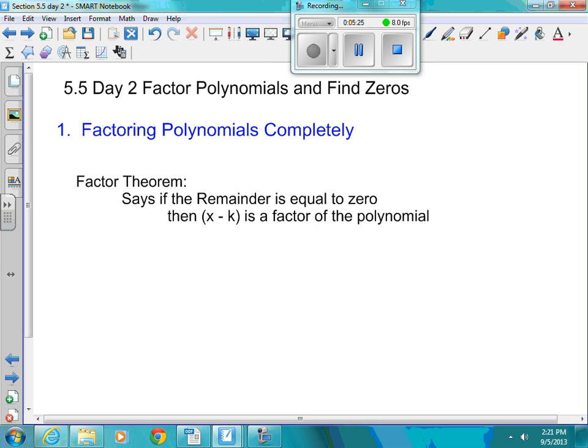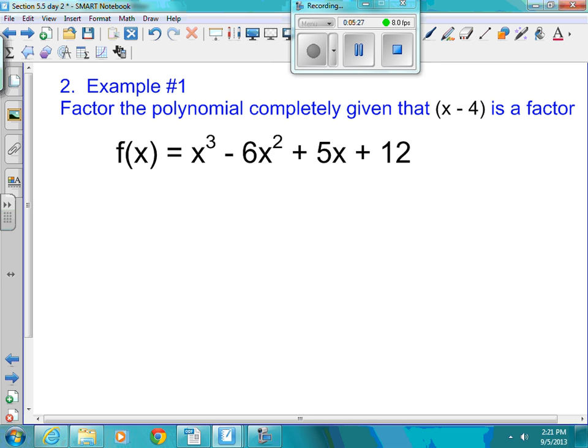What does that really mean? Well, let's apply it. Example 1 asks us to factor a polynomial completely, given x minus 4 is a 0. So this is another way to factor a polynomial. If you're given a factor, or next time I'm going to show you if you're given a 0, you can find the other factors or factor the polynomial completely.